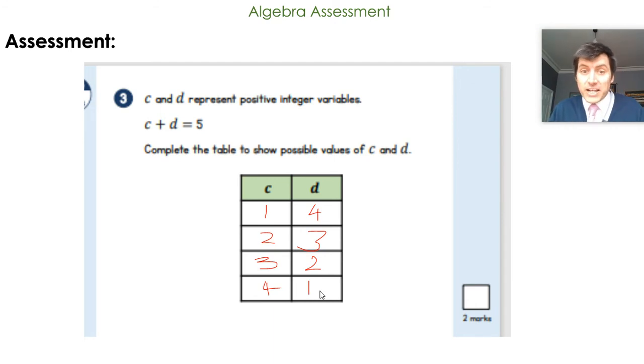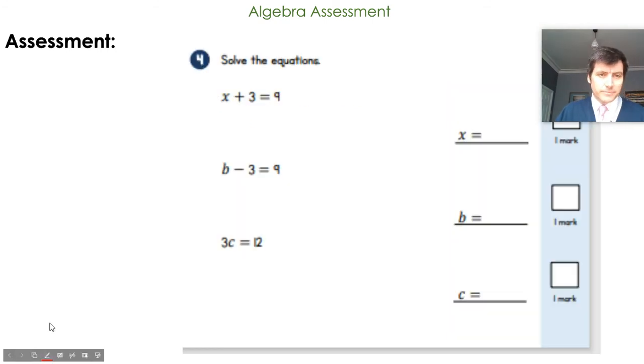Okay, it's not that complicated. I think the language is more complicated than the maths here. Positive integer variable sounds really tricky. It basically means positive numbers. Okay, guys. Moving on now to the next question.